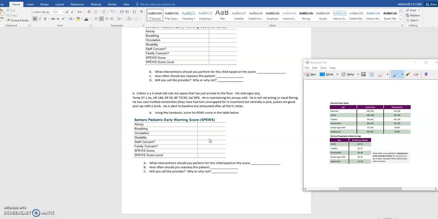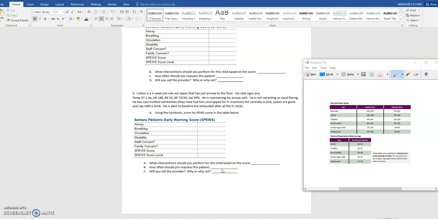Disability, he seems pretty alert, although he is exhausted, so he's definitely going to be one I'm going to watch. I'm not concerned. Family's not concerned. His PEWS score is 1, which will give him a level of low. So my intervention, if you read the thing, you're going to notify the provider if he doesn't improve with warming. So I'm going to wrap him in some warm blankets and see if that improves his mottling and make sure that he is still appropriately awake.